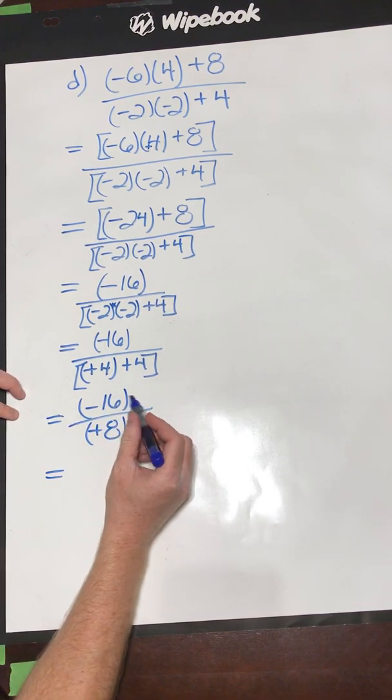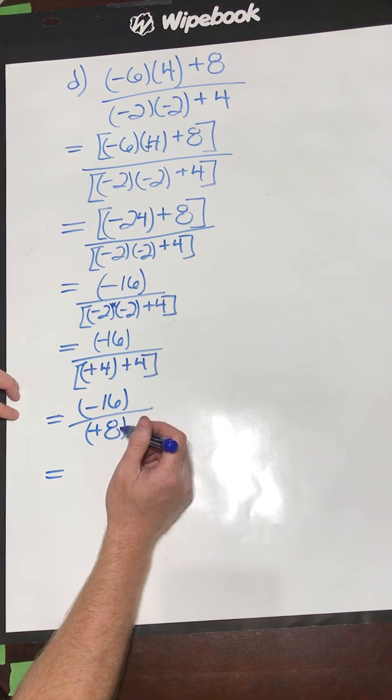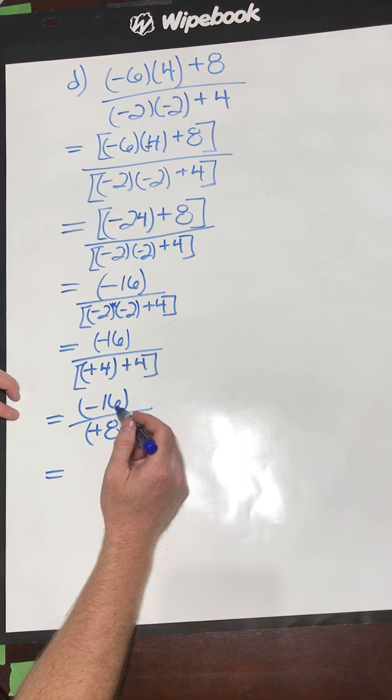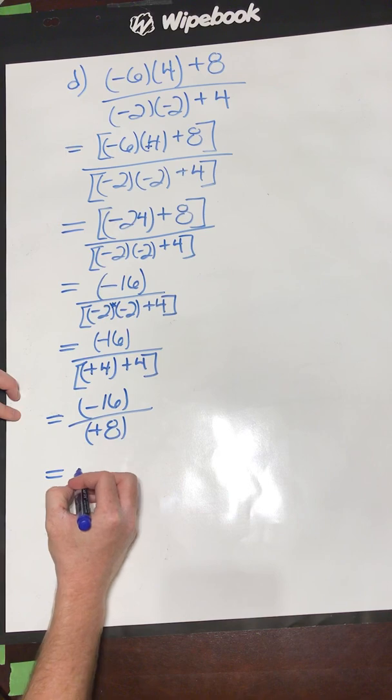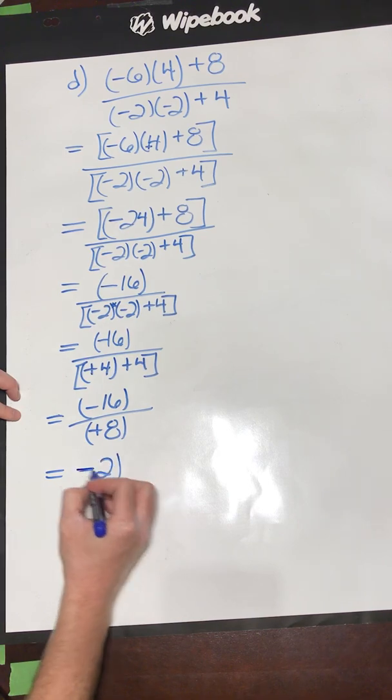Now I have one integer in the numerator, one integer in the denominator, and I now can divide the numerator by the denominator. Negative 16 divided by positive 8. So signs are different, so it's going to be a negative, and it's going to be negative 2.